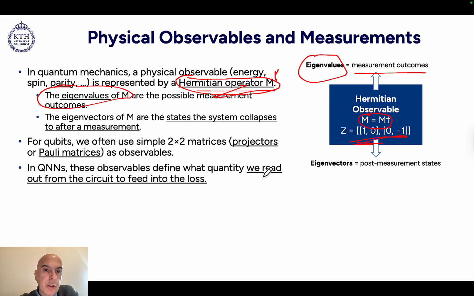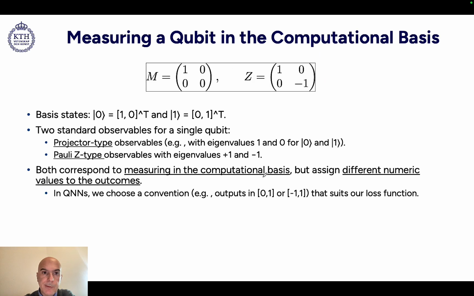For one qubit, we often use a simple 2 times 2 matrix, either defined as a projector or a Pauli matrix, and this will be our observable. In quantum neural networks, this observable will define what quantity we read out from the circuit to feed into the loss. What does it mean to measure a qubit in the computational basis?